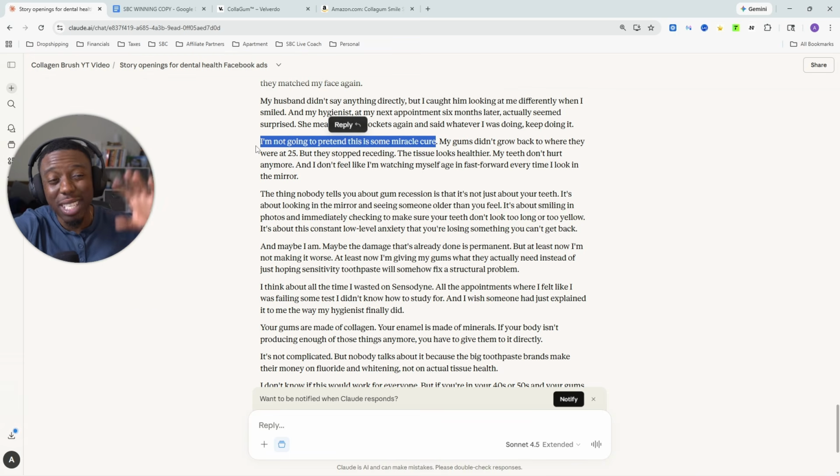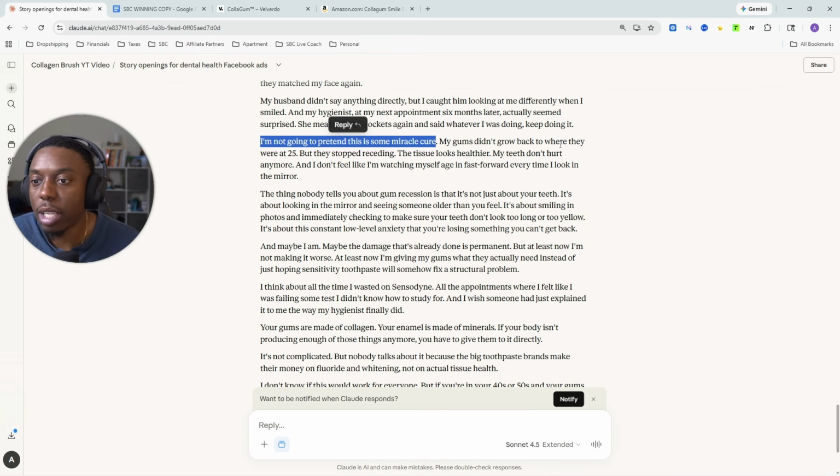Because again, when it comes to these health products, you want to be careful with Facebook. And you also want this to be believable. The moment you start making these crazy exaggerated claims, that's when people will, one, sniff out that this is an ad. And two, it just doesn't become a believable story. And also three, if we want to go the ethical route, it now becomes a problem with ethics. So I'm not going to pretend like this is a miracle cure.